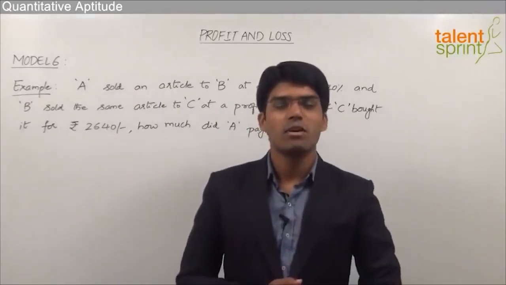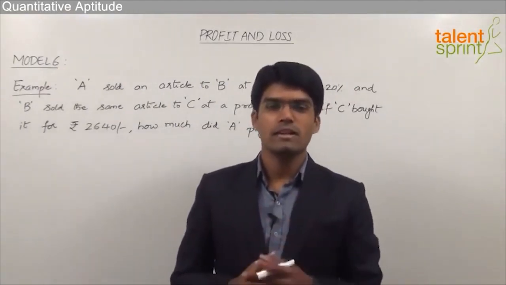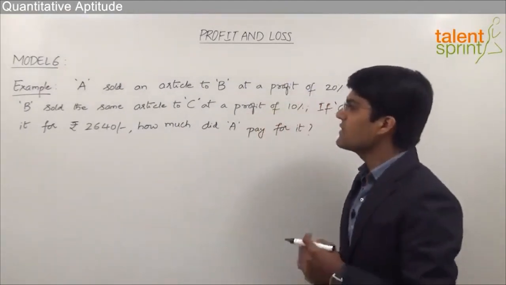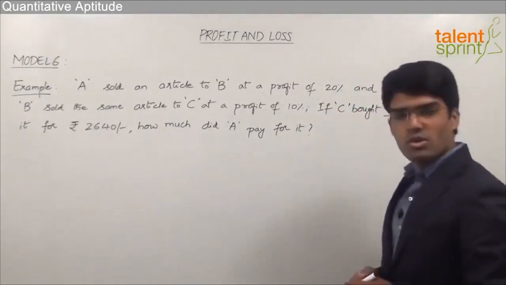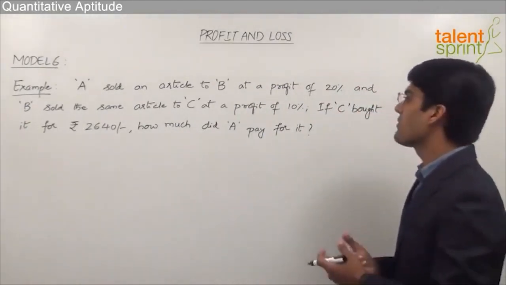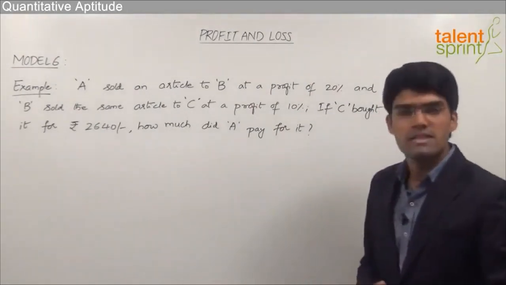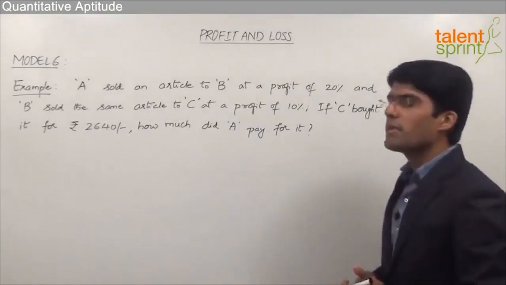Let us now take the sixth model from profit and loss, where we are going to look at a very interesting question. Let us look at the question first. A sold an article to B at a profit of 20% and B sold the same article to C at a profit of 10%. If C bought it for rupees 2,640, how much did A pay for it?